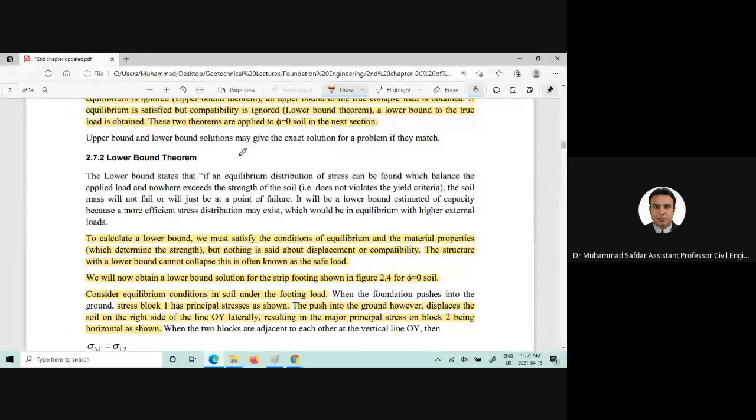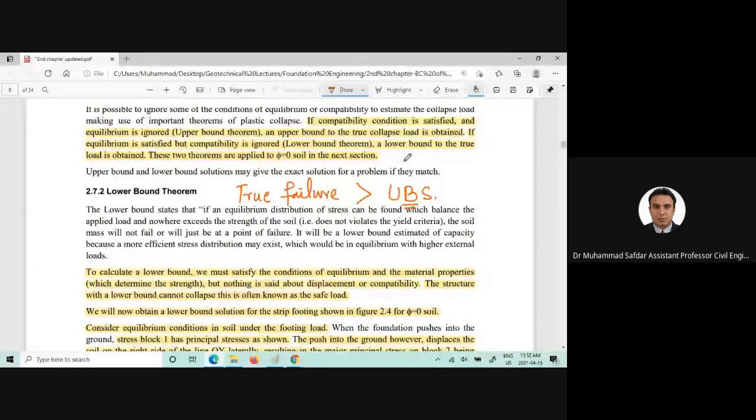One is lower bound and the other one is the upper bound. Now in the lower bound, we will have the true failure load. For example, if there is a soil and we want to find out the lower bound estimate of that soil, now for that, the true failure load will be greater than the lower bound solution. Okay. And in order to do that, a very simple approximation was made that phi is equal to 0.